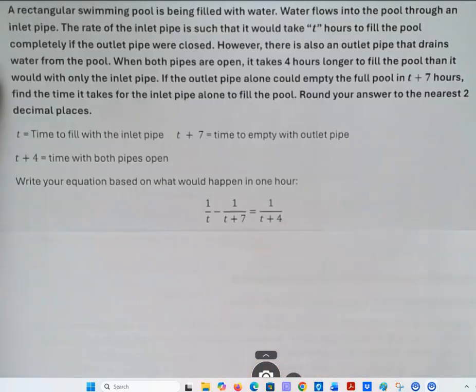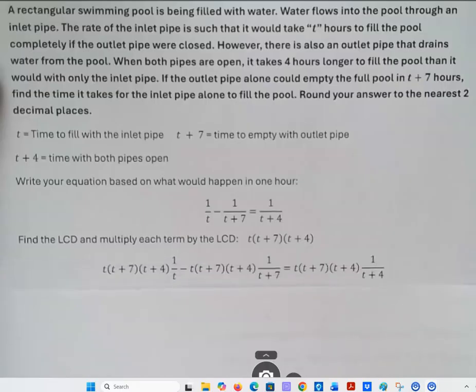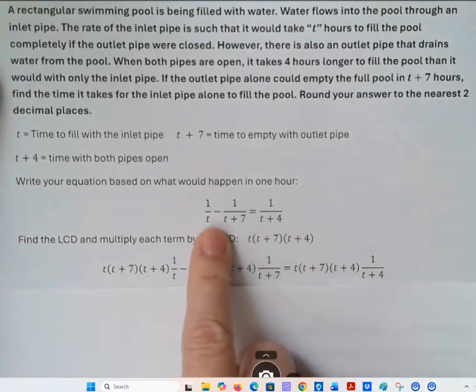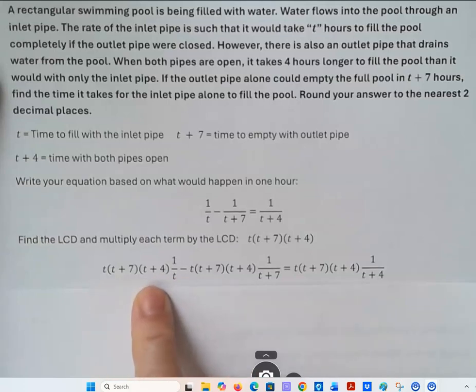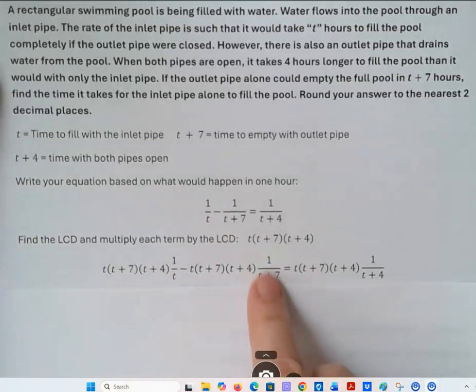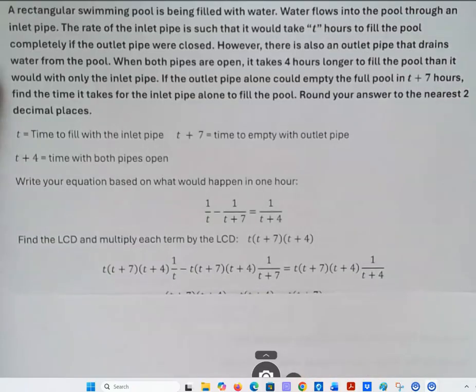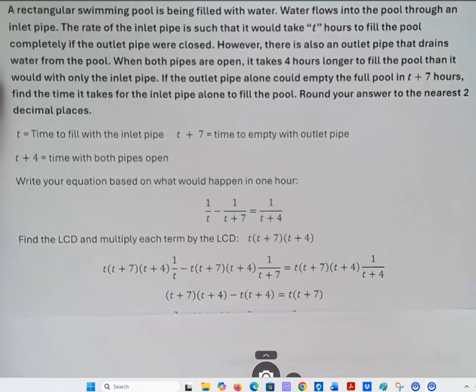The next thing you have to do is find the LCD. We're just going to have to use all 3 of those denominators, T, T plus 7, and T plus 4, and then you multiply every term by the LCD. So we have 1 over T, we multiply that by the LCD. We have 1 over T plus 7, that gets multiplied by the LCD. And we have 1 over T plus 4, and that gets multiplied by the LCD. You don't have to write it 3 times, but I wanted to write it 3 times so you could see what's happening.